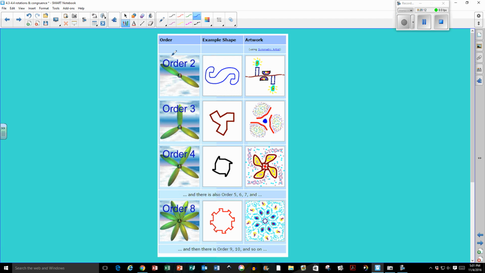All right, so I have something I want to show you. For example, order 2: if I take this S and rotate it once, twice, you'll get that it has 2 rotational symmetries. This one would have 3, this one would have 4, and this one would have 8. There are more, but this is what we got.